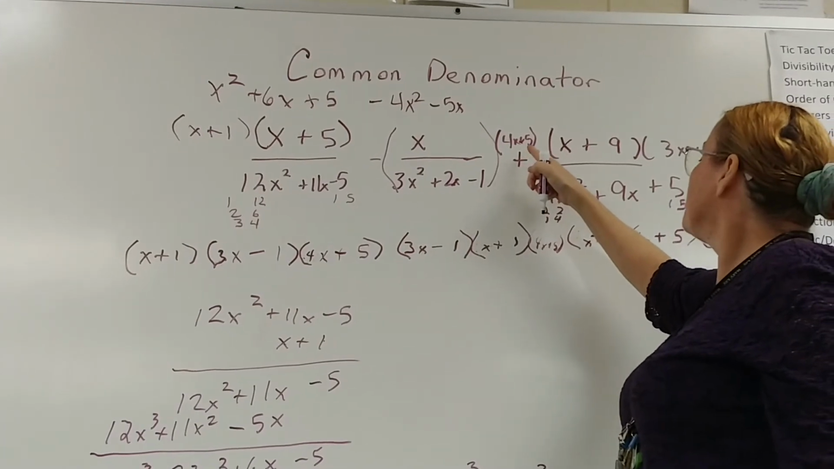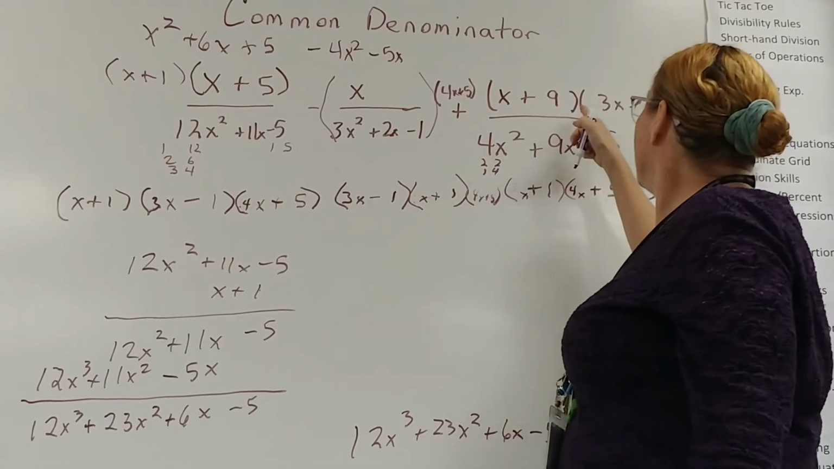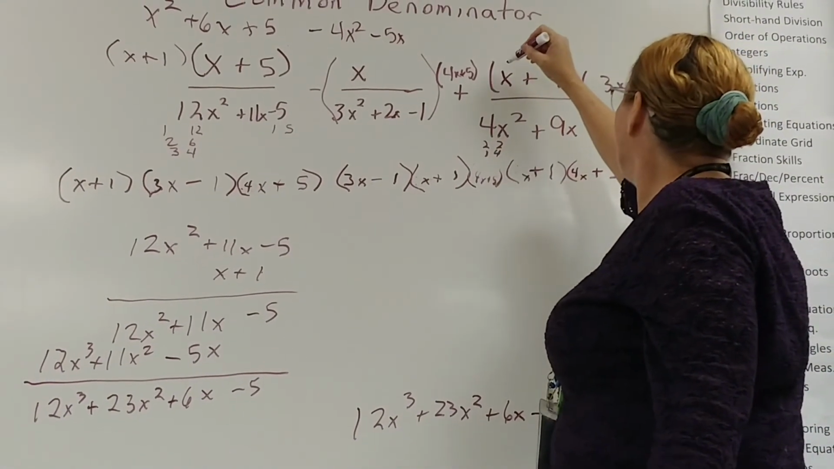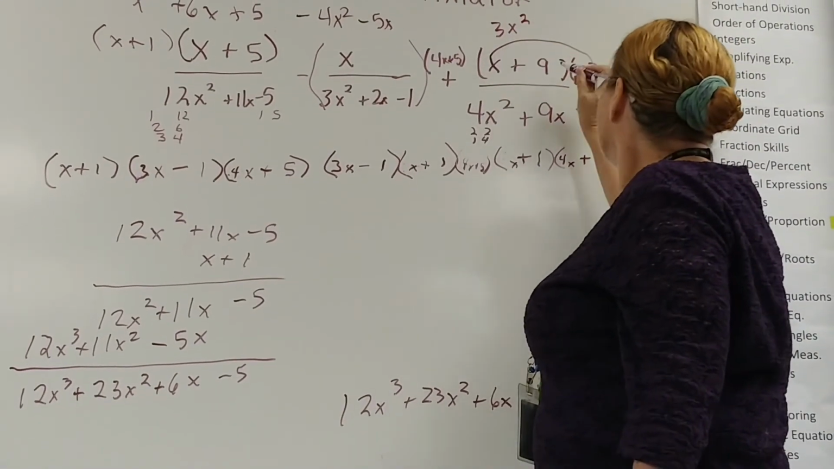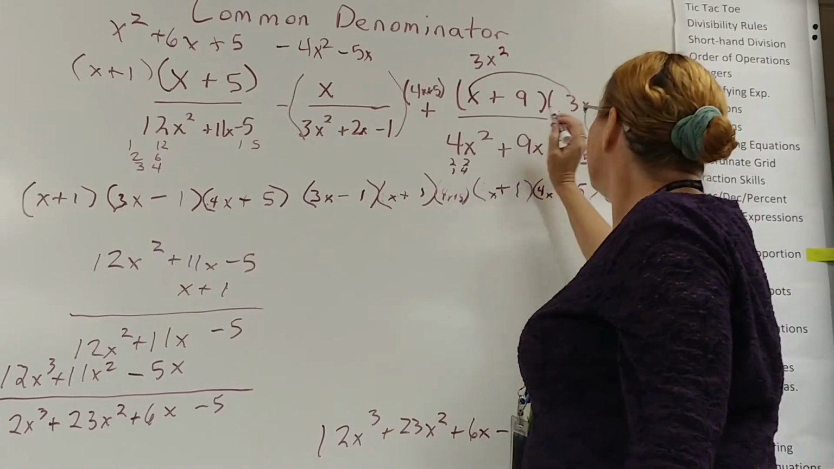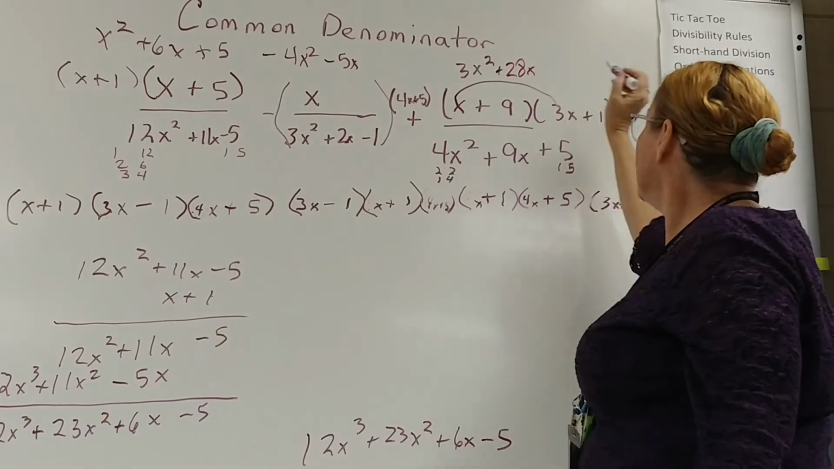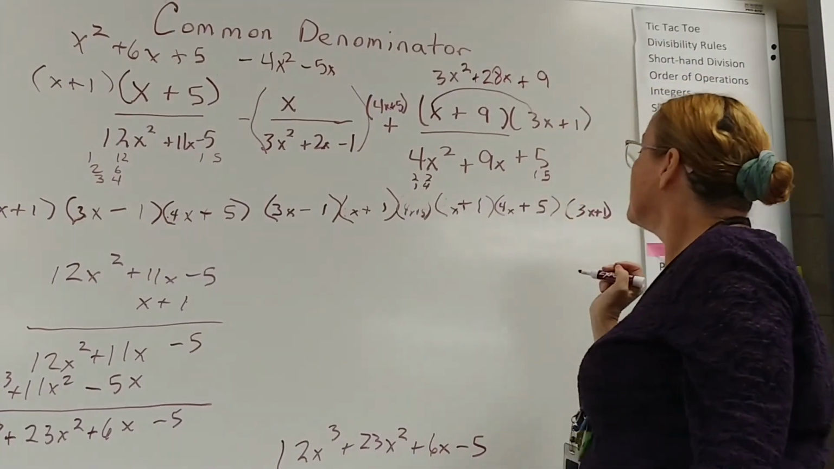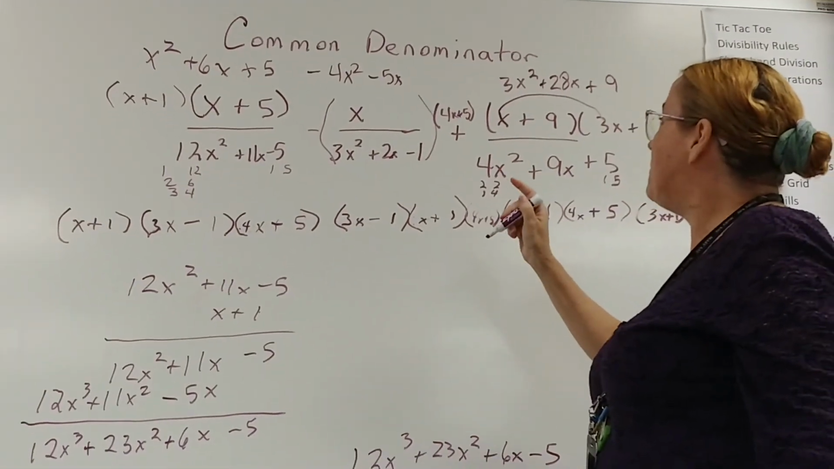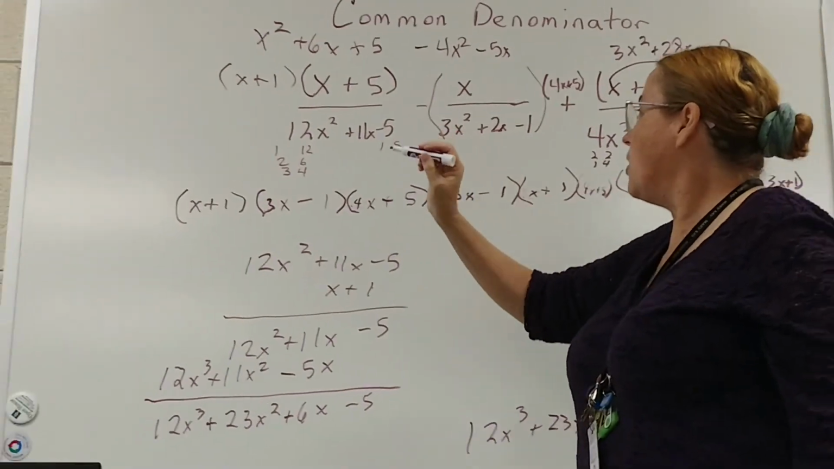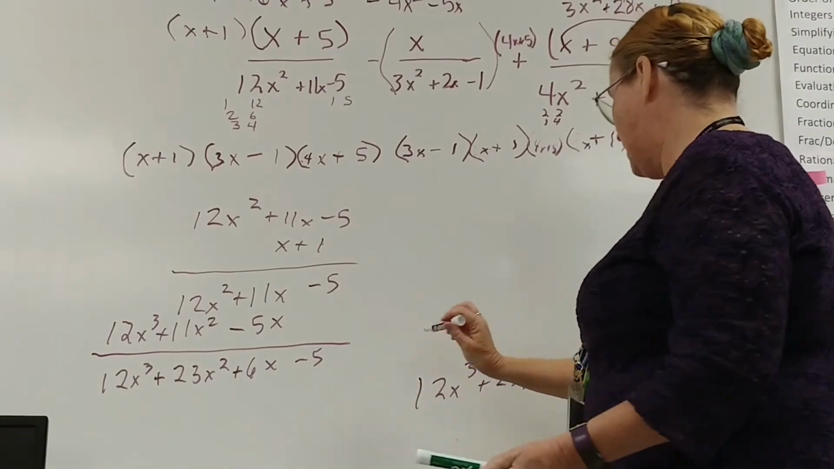So then you have here x plus 9 times 3x plus 1. Again, that's a FOIL. This is going to be 3x squared. 9 times 3 is 27 plus 1, 28x. 9 times 1 is plus 9. So now, I'll write this down here so we can see it better, but we're going to combine like terms, basically. So actually, let's just use a different color. So this is our new bottom.